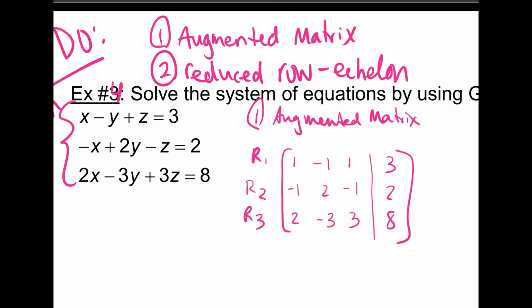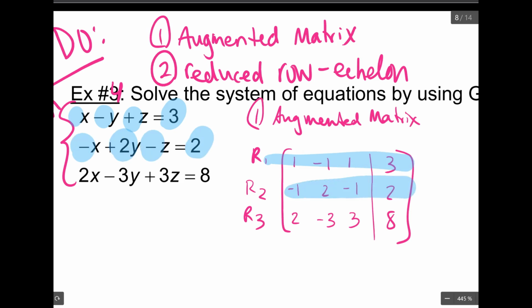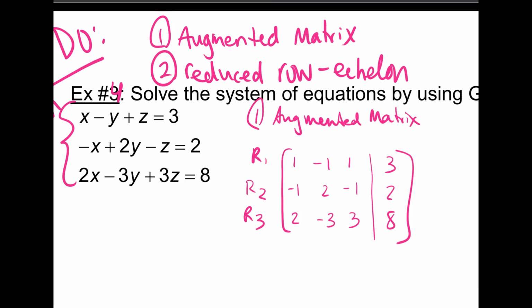You take the coefficients of each variable in each row. Exactly. We take the coefficients. So I have 1, -1, 1, 3 as my first row. -1, 2, -1, 2. 2, -3, 3, 8. But the important part is they have to be in order. Literally my x's all have to be in the same column, my y's all in the same column, z's all in the same column. The variables go by column.